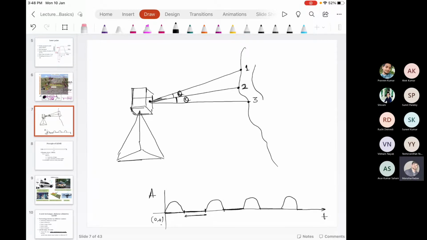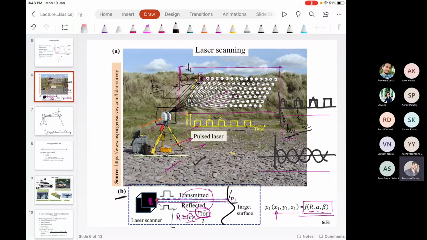If we have a high point density, it means the gap between 1 and 2, 2 and 3 is small. Just see over here, there are many points from the surface, so they represent the surface geometry. So point density means there are many points on the surface.